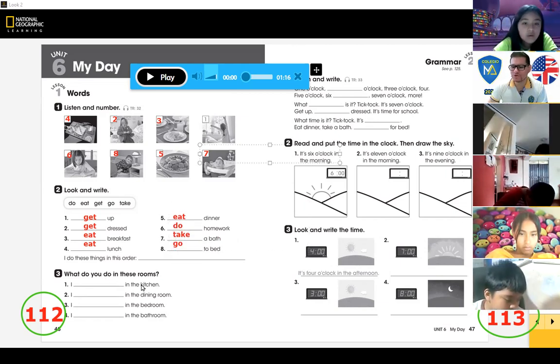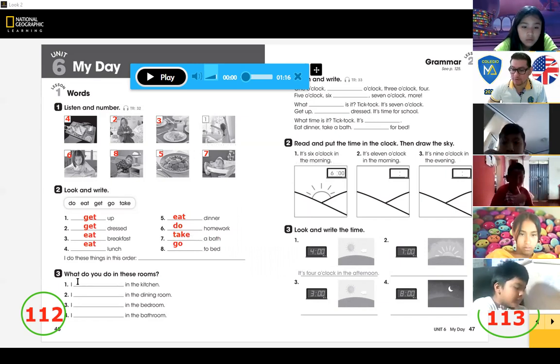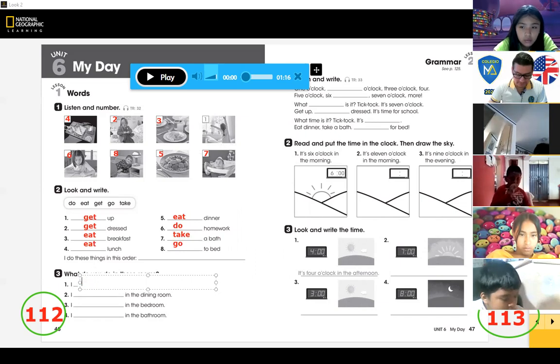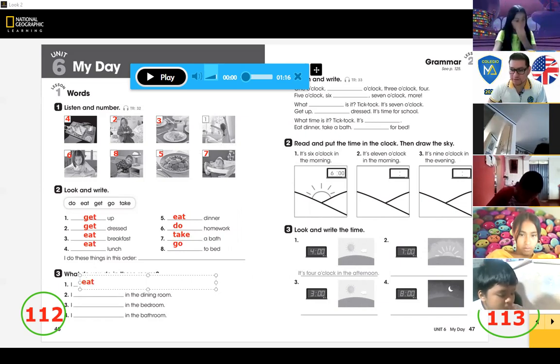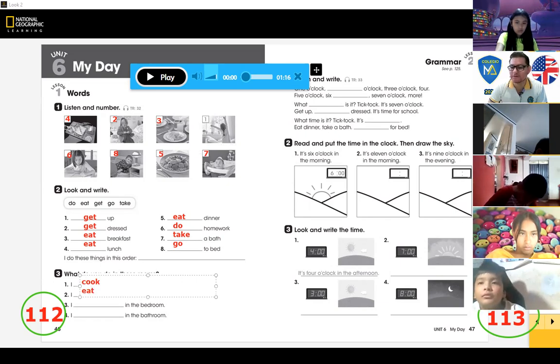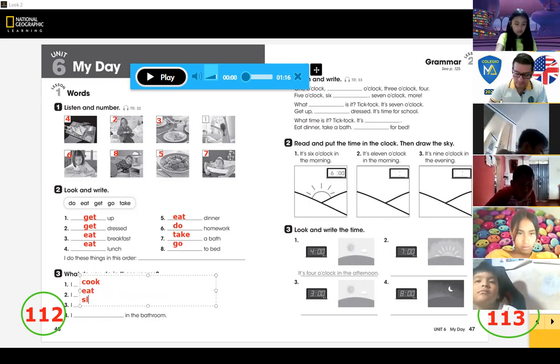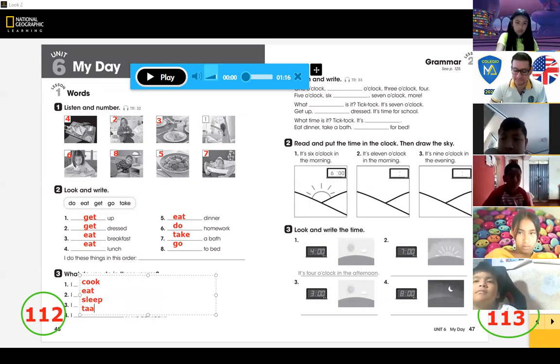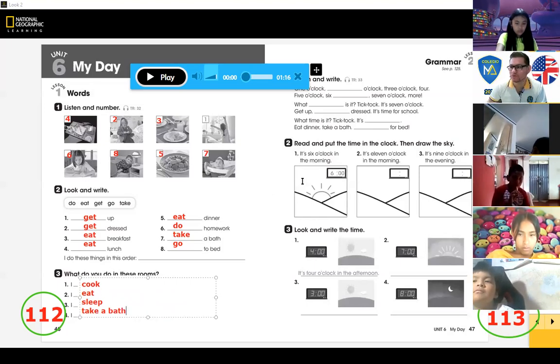Now, finally, what do you do in these rooms? Okay, what do you do in the kitchen? For example, you can say I eat in the kitchen. In the dining room, what do you do in the dining room? Oh, sorry, I cook in the kitchen, not eat. In the dining room, I eat in the dining room. In the bathroom, I take a bath in the bathroom, right? This is something that you do.